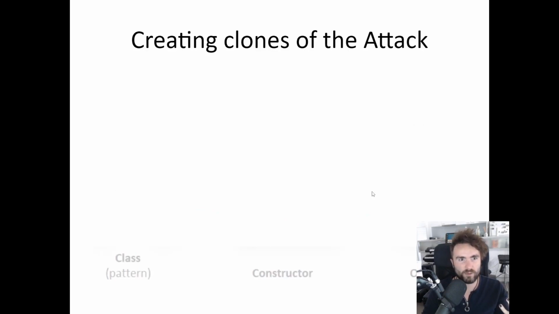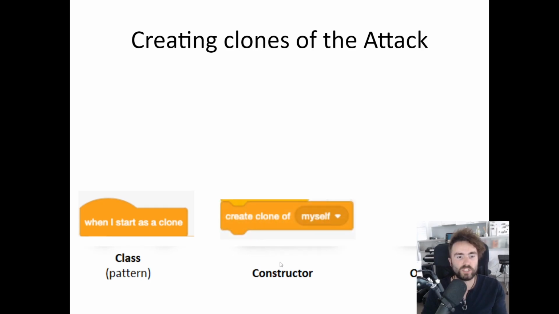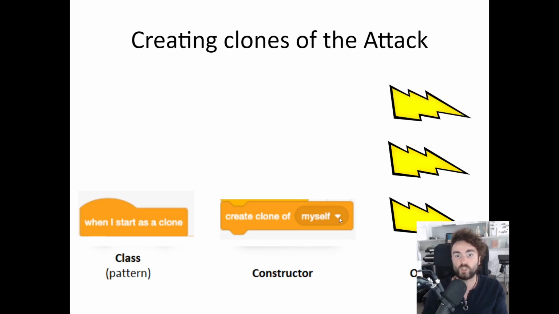We're going to do something very similar with our attack. We have our class. This is what we tell the clones how to behave when we create them. We're going to have our constructor, which is going to make clones of our class, our pattern. And then we're going to have individual different objects, clones of the bullets.